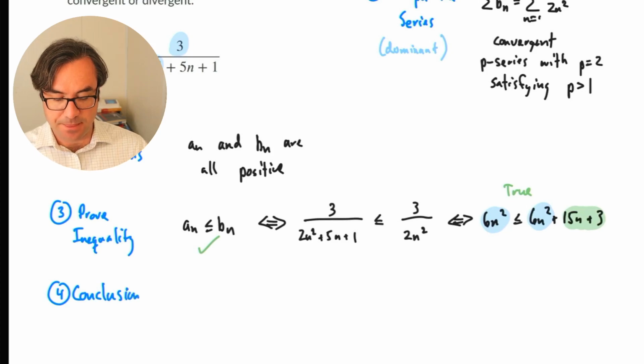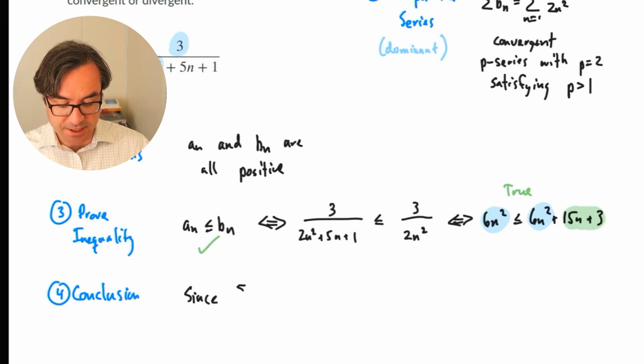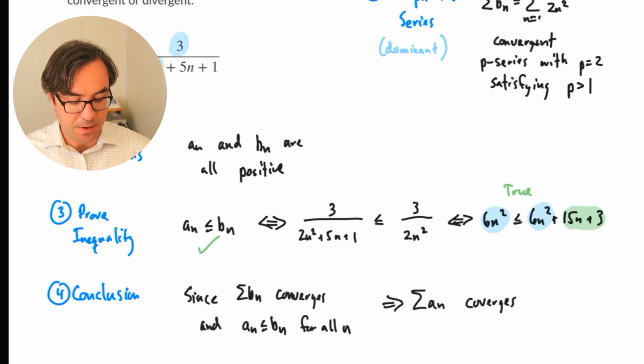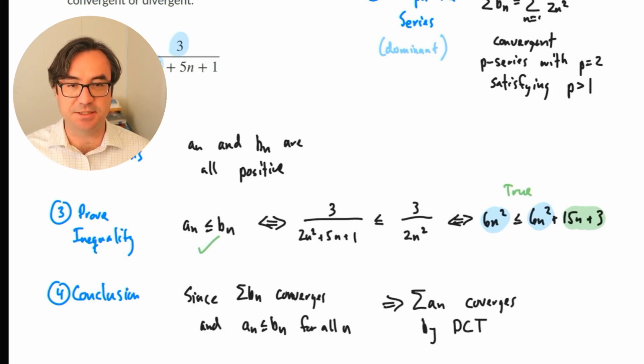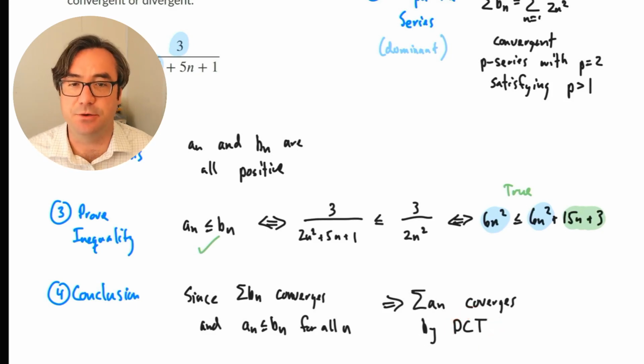We've done it all. And so we can say then, since sigma b_n converges, and we proved that necessary inequality for all n, that tells us that sigma a_n converges by the direct comparison test. And just abbreviating there. But whenever we prove a series is convergent or divergent, we want to state the name of the test that we used.